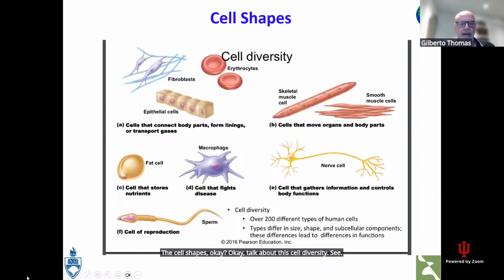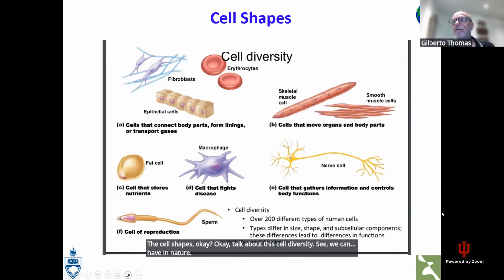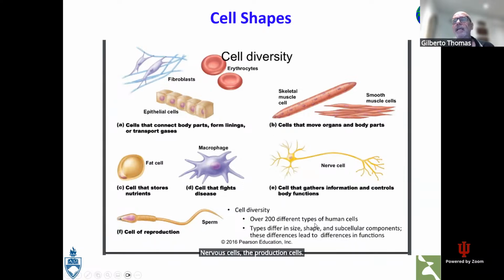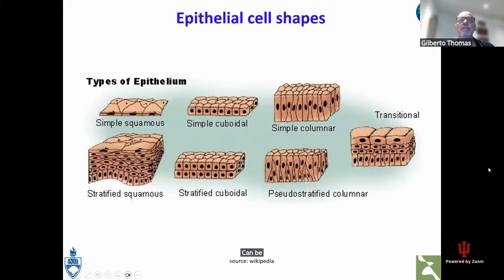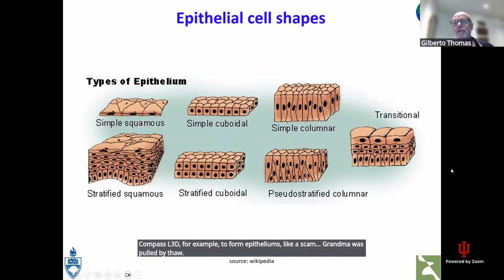Okay, let's talk about the cell diversity. We can have in nature lots of cell shapes like erythrocytes, epithelial cells, muscle cells, nerve cells, reproduction cells, and each one has its own structures and characteristics. In particular, epithelial cells can be modeled with easy use of some plugins in CompuCell3D, for example, to form epitheliums like squamous, cuboidal, columnar, and so on.